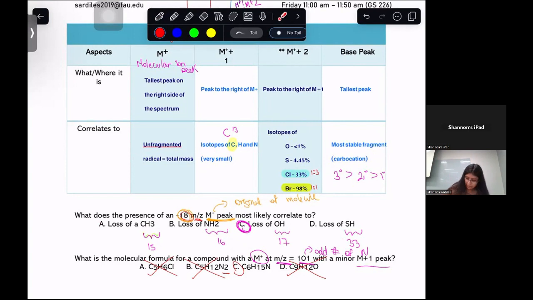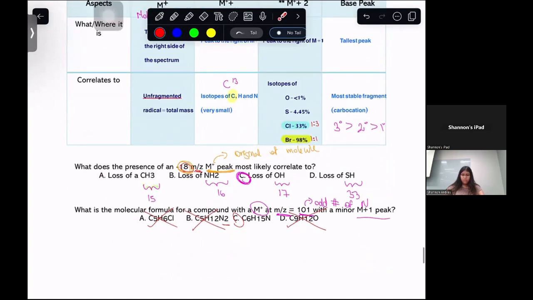Remember, we're getting those numbers by adding up the atomic weights that we find in the periodic table. Okay, now we were given an 18 M plus peak. So basically, you just have to mix and match. Which one is closer to 18? The only one is going to be your alcohol, that's 17. That's like 1 unit off. But yeah, that's going to be a type of question you might get.